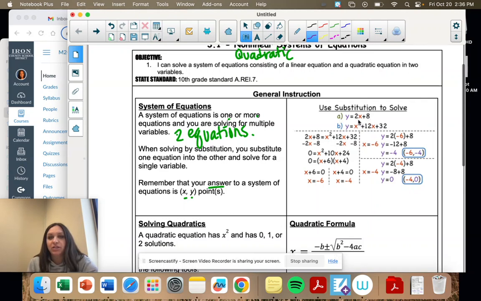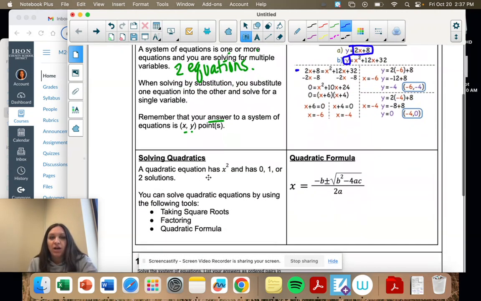We have two equations, y equals 2x plus 8, and then y equals x squared plus 12x plus 32. So we're taking what y equals, 2x plus 8, and we're substituting it into the second equation for y, because that's what y equals. So it ends up being one equation equal to the other equation, and there's just one variable, it's x, right here. So we solve for x, it ends up being a quadratic. A quadratic means there's an x squared. And when you solve a quadratic, you have 0, 1, or 2 solutions.